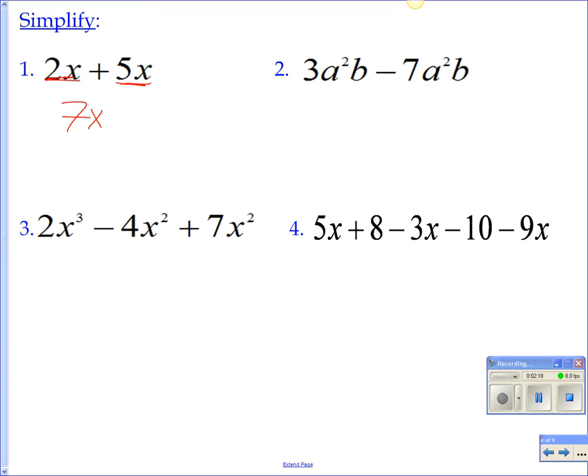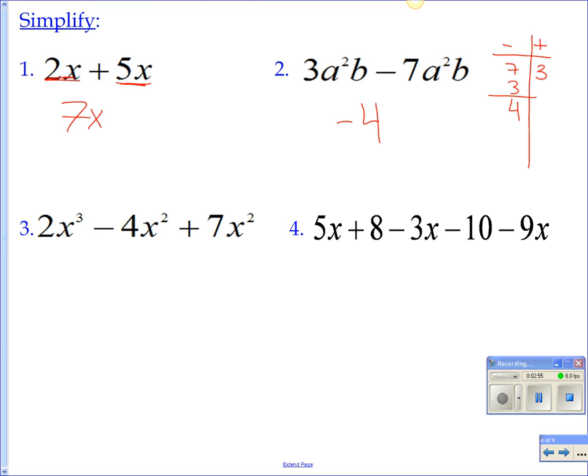3a squared b minus 7a squared b. Andrew, are those like terms, the 3a squared b and the 7a squared b? Yes, so I can put them together. Neve, what is 3 minus 7? Good. So those of you who have trouble with negatives and positives, you would do your chart. Positive 3, negative 7, move it, lose it. And that's where the negative 4 came from.